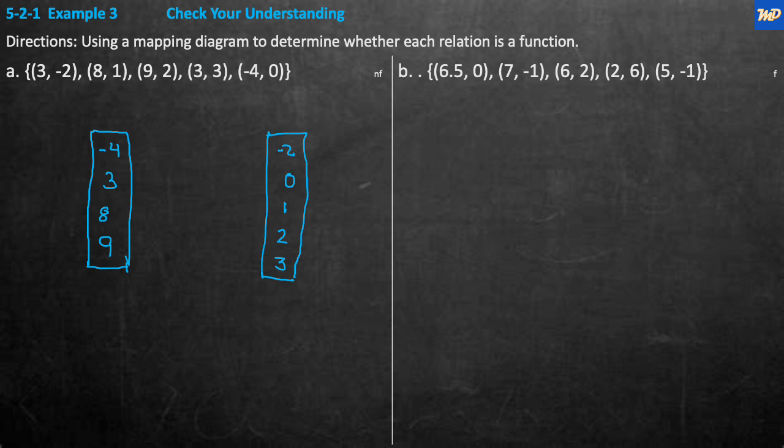Okay, so now looking back at the pairs, we draw lines from the x to its y value. So 3 goes to -2. Okay, 8 goes to 1. We have 9 going to 2.